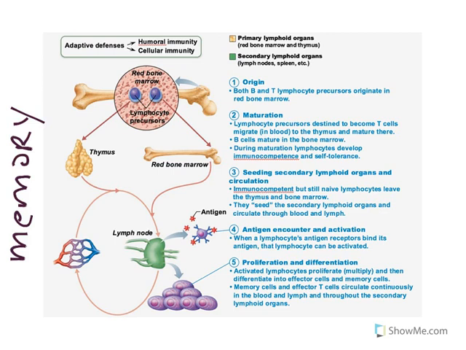Now, there are two branches of our adaptive immune system. You'll see them listed up here. We have humoral immunity and we have cellular, or cell-mediated, immunity. These two systems are very important. The humoral system is based on antibodies, whereas the cellular system is lymphocytes themselves.